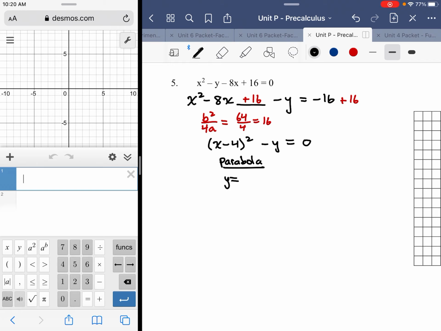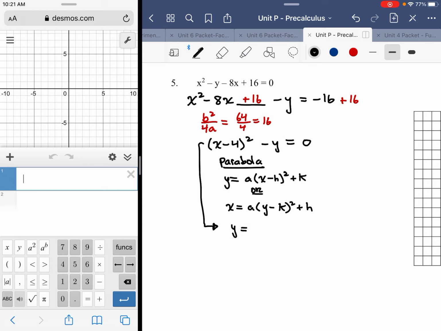It could be in the form of y equals a times x minus h squared plus k, or it could be in the form of x equals a times y minus k squared plus h. It's an inverse relationship, so swap the x's with the y's, and swap the h's with the k's. In this case, it's really just telling me to solve for y.